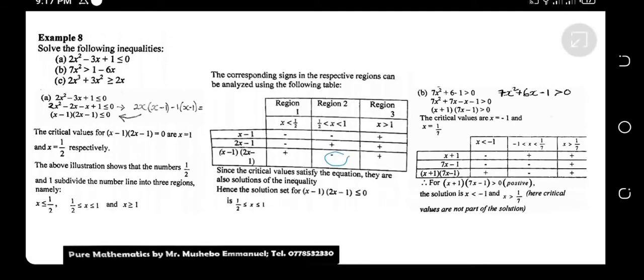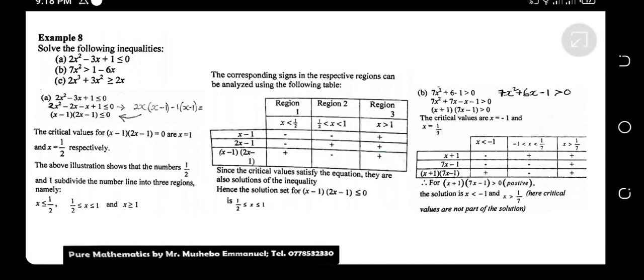Then in the third region, we pick a value of x greater than 1, for example 2. We substitute in the first factor, x - 1: 2 - 1 gives 1, which is positive. For the second one, 2x - 1, 2 times 2 minus 1, we get a positive answer. Positive times positive, the final value here is positive.